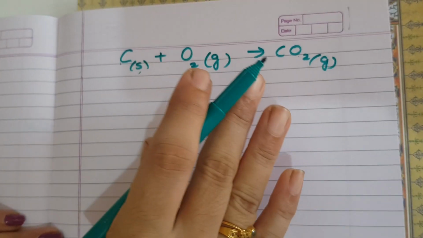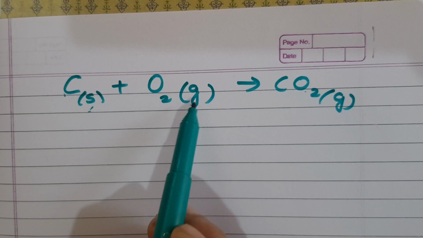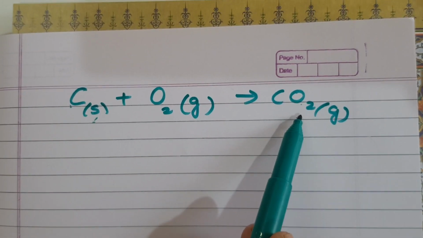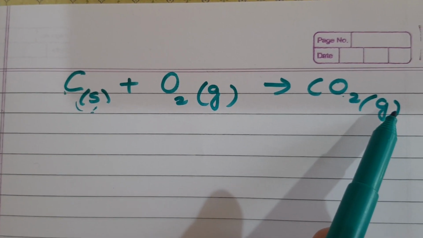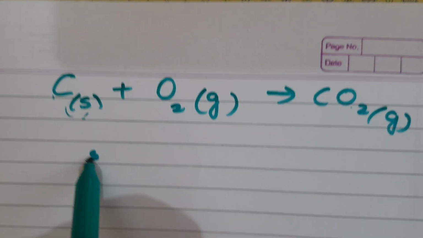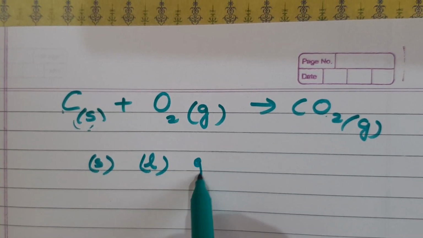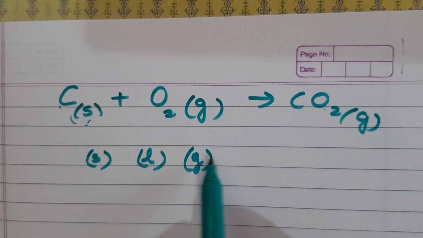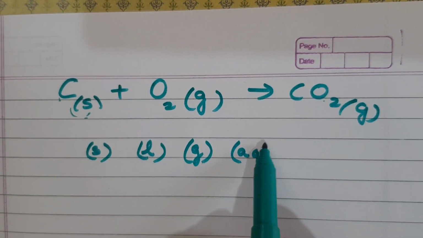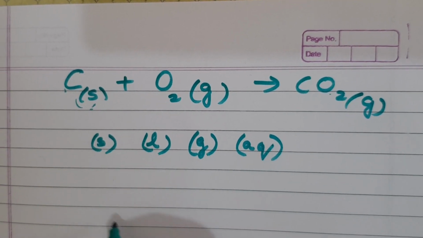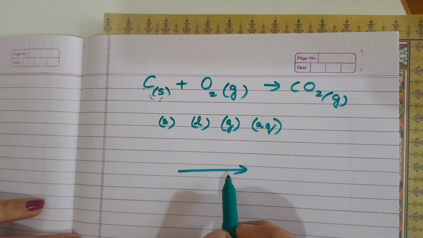So in order to make chemical equations more informative, we can specify the physical states of the reactants and products by writing it below the symbol of the reactant and the product. If the substance is solid, we write S. If the substance is liquid, we write L. If it is gas, we write G, within brackets all of it. And sometimes if the substance is in water, we write aq for aqueous solution. Also, we can specify the conditions of the reactions on the arrow mark.